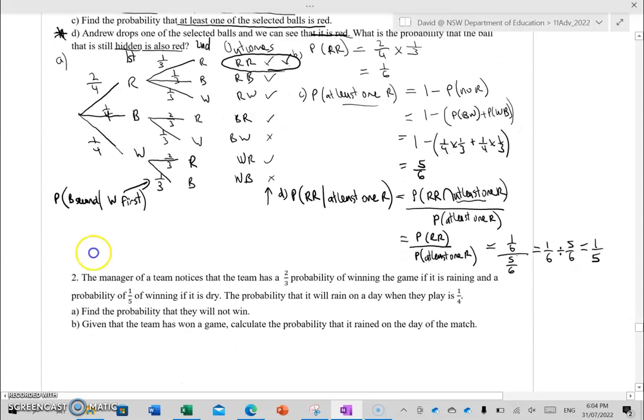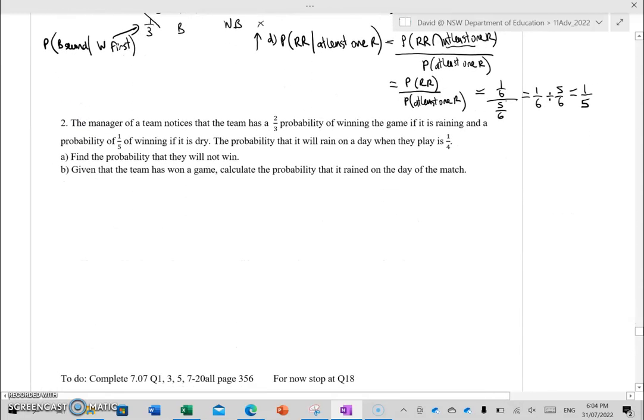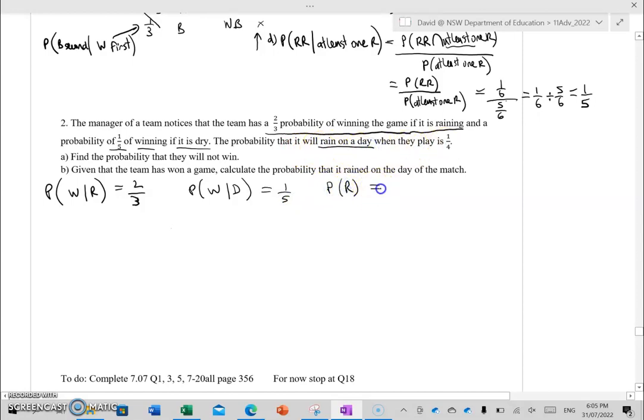All right, we're going to do one more question. Okay, so we've got a manager of a team who notices that his team has a 2/3 probability of winning the game if it is raining. So let's think about how we can write that. The probability that we win given it's raining is 2/3. And a probability of 1/5 of winning if it is dry, given that it is dry. So our probability of winning given that it is dry is 1/5. The probability that it will rain on any day is a quarter. So the probability of rain is a quarter.